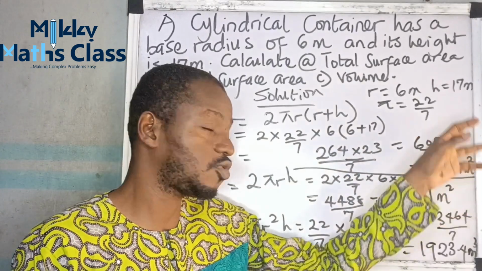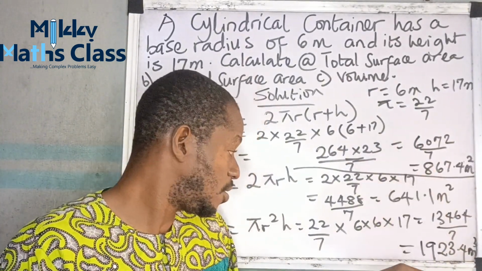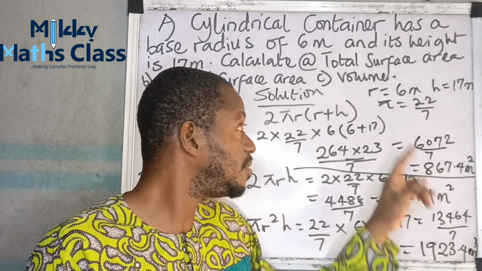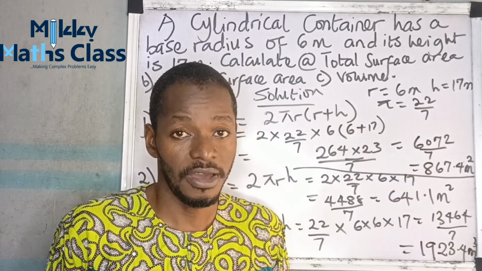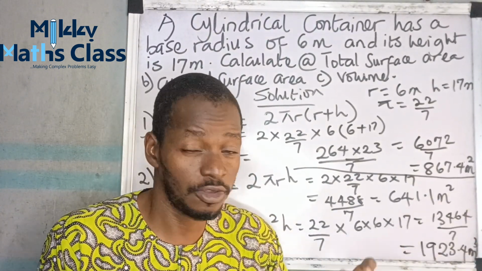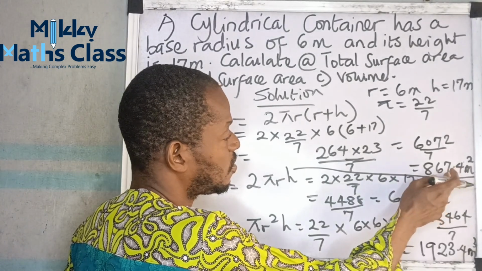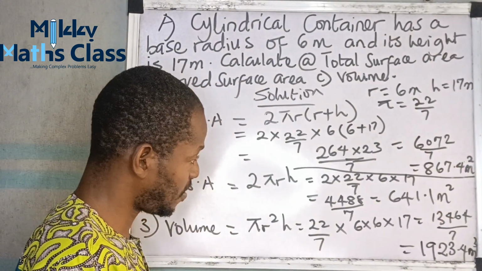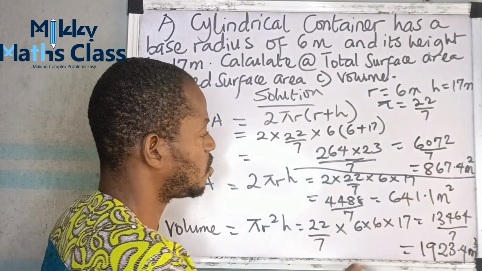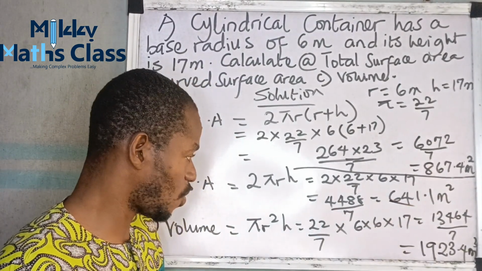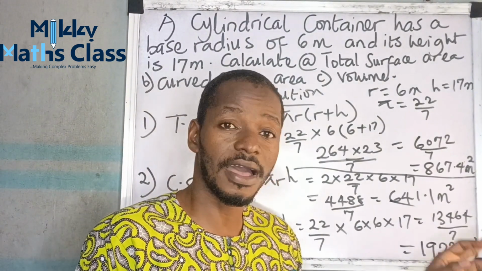So area is in squared units. If it's in centimeter, it will be centimeter square. If it's meter, meter square. Then volume, if it is meter you are given, the volume will be in meter cube. If it is in centimeter, it will be in centimeter cube. Okay, so these are the answers. So the first one, 867.4 square meter. The second one is 641.1 square meter, and the last one 1923.4 meter cube.